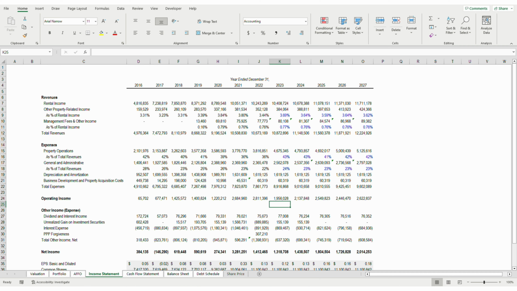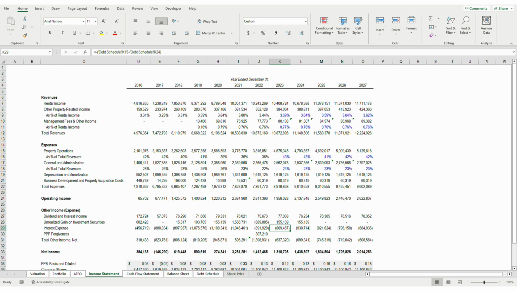Fortunately, I'm assuming that the company isn't acquiring any further assets. Therefore, depreciation and amortization stay relatively constant. The other major expense I'm forecasting is interest expense. Interest expense is modeled out in the Debt Schedule tab.